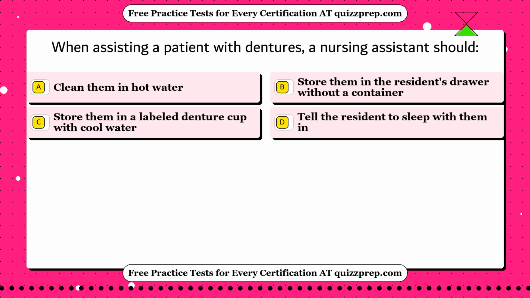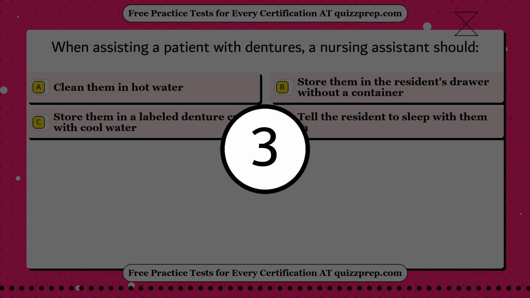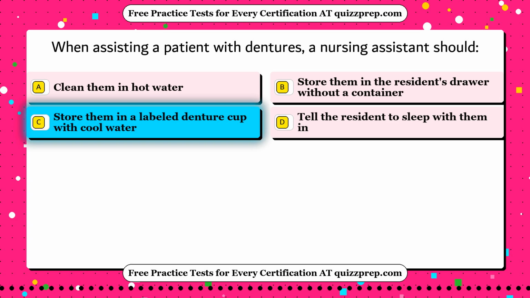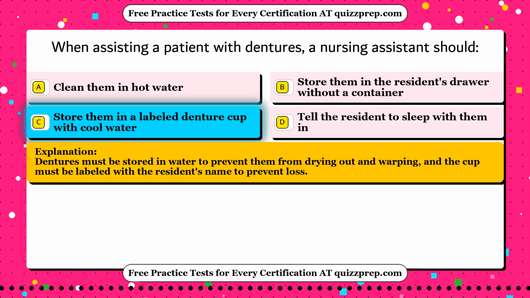Question 26. When assisting a patient with dentures, a nursing assistant should: Option A, clean them in hot water. Option B, store them in the resident's drawer without a container. Option C, store them in a labeled denture cup with cool water. Option D, tell the resident to sleep with them in. The correct answer is Option C, store them in a labeled denture cup with cool water. Dentures must be stored in water to prevent them from drying out and warping, and the cup must be labeled with the resident's name to prevent loss.